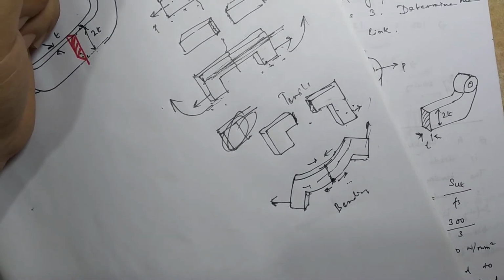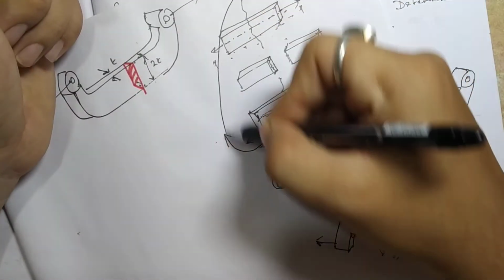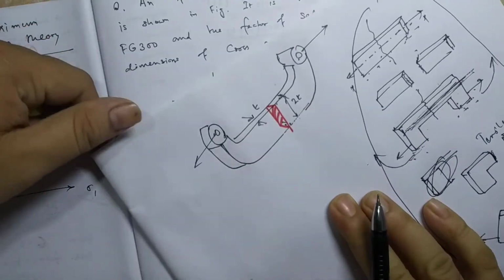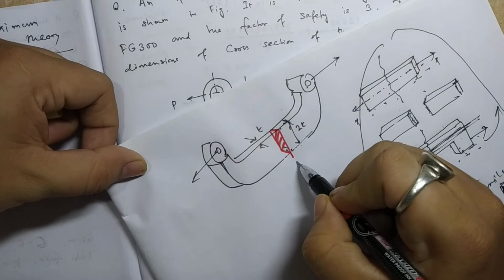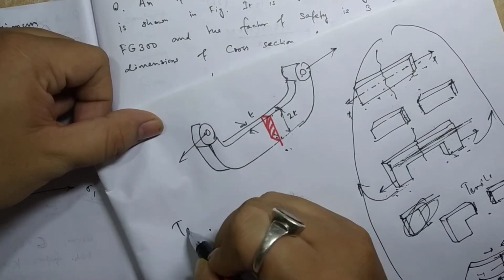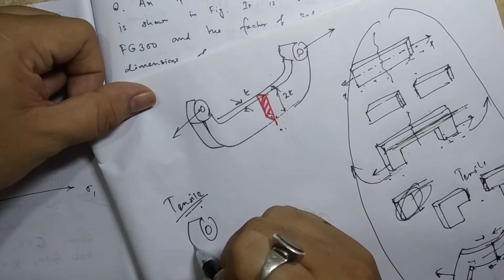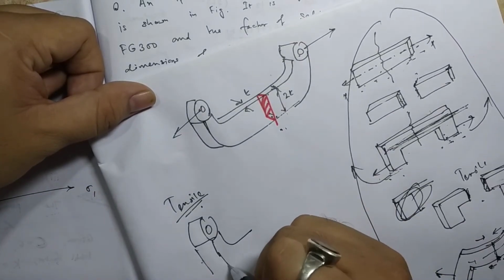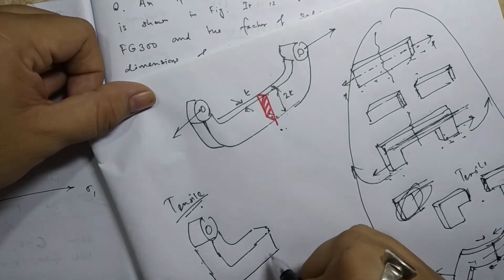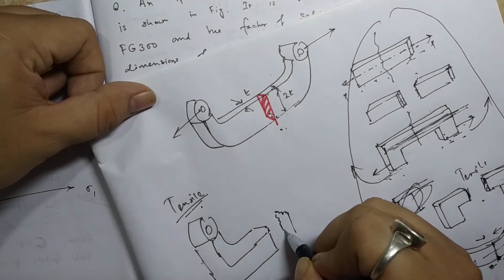Now, always remember that you have to look at the figure to see how it will fail. Now look at your figure. There are again two possibilities. One possibility is tensile failure. If it breaks like this, at that area itself, this area here, right?